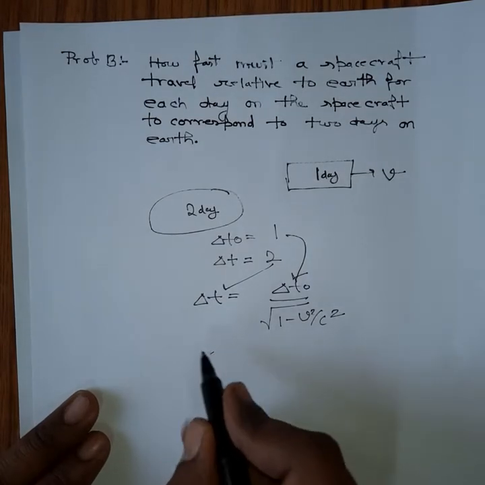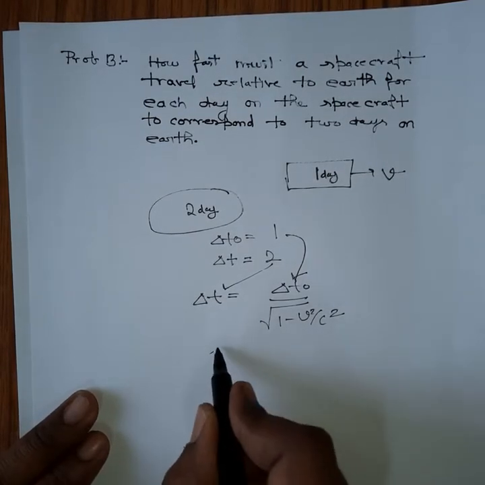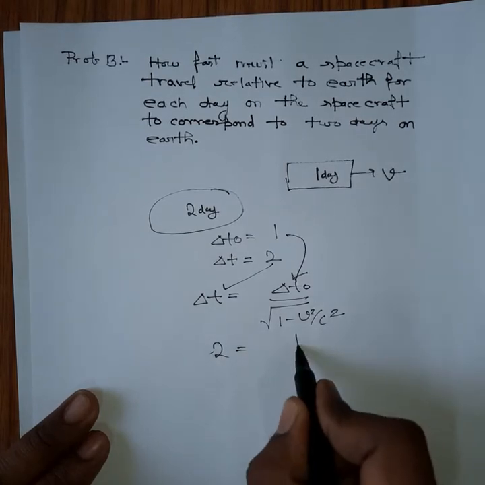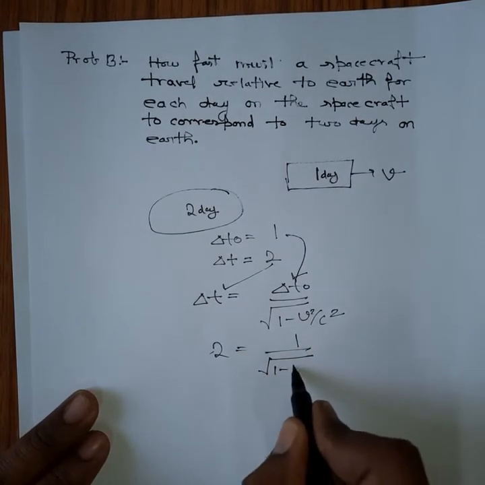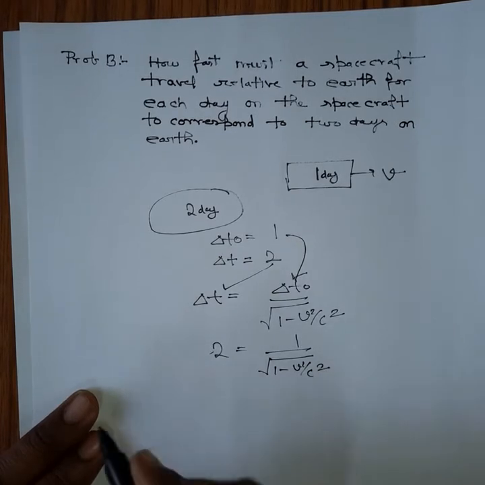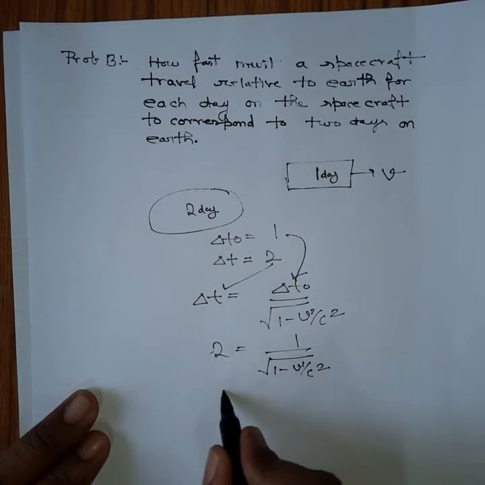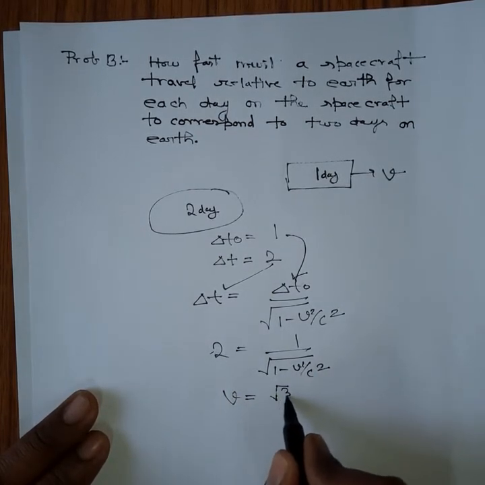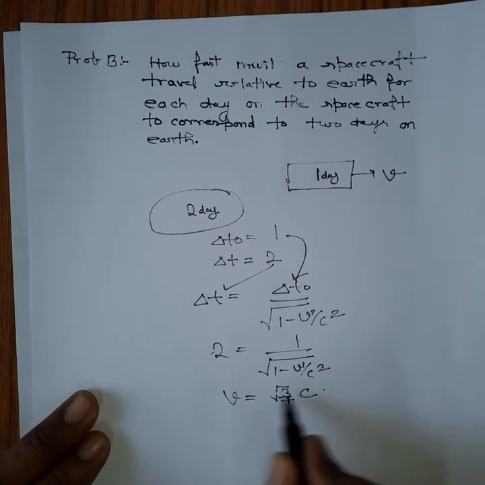So let's put the values: 2 equals 1 divided by square root of 1 minus v square by c square. When you solve it, you will find that v is equal to root 3 by 4 c.